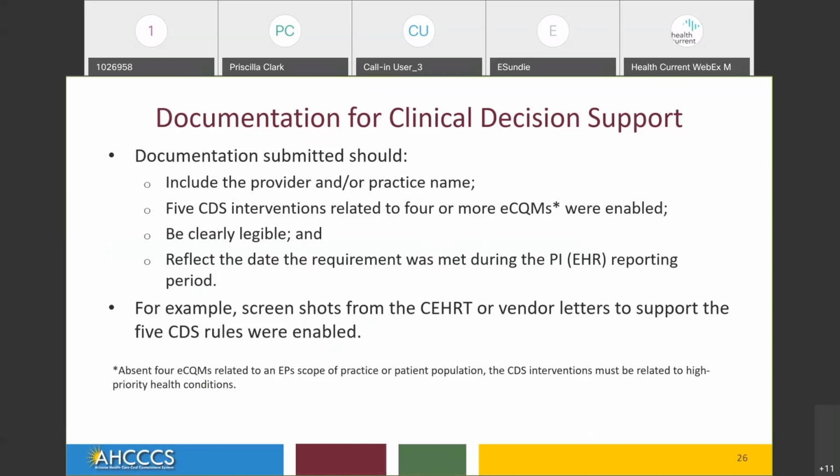Keep in mind for that second item, 5 CDS interventions related to 4 or more eCQMs. Absent 4 eCQMs related to an EP's scope of practice or patient population, the CDS intervention must be related to high priority health conditions. An example is screenshots from the CEHRT or vendor letters to support the 5 CDS rules were enabled.